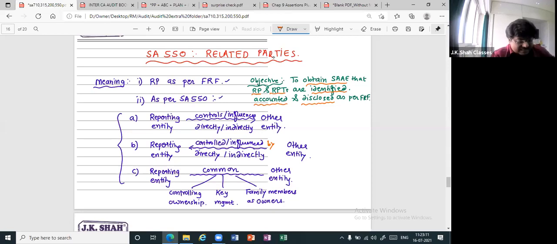All the related parties and the related party transactions have to be disclosed separately. Now use common sense. So disclosure has to be made. Who will make it? Management. Who will check? The auditor, whether a disclosure is made or not.